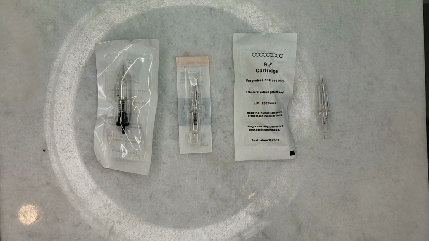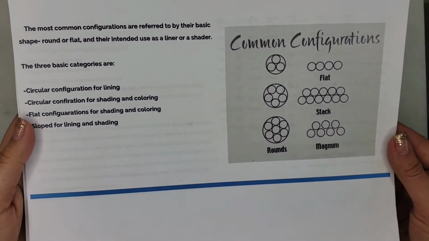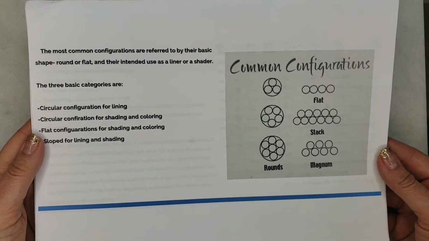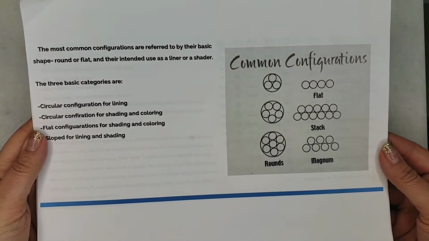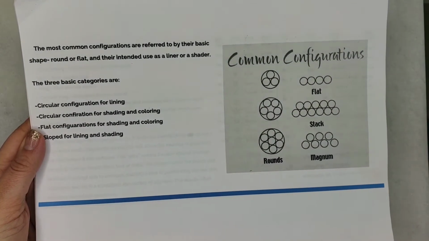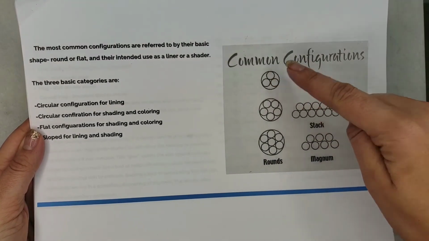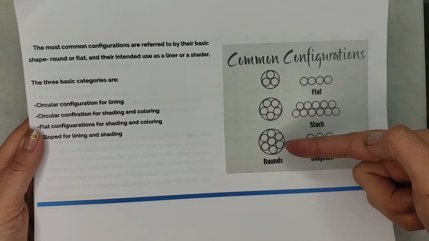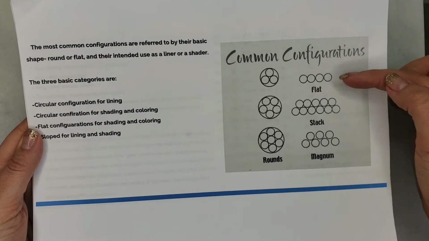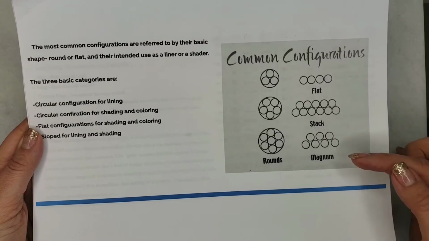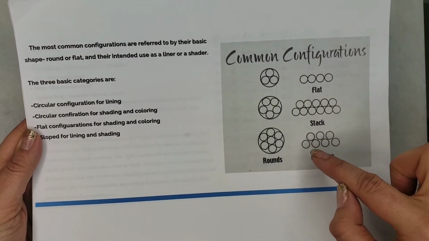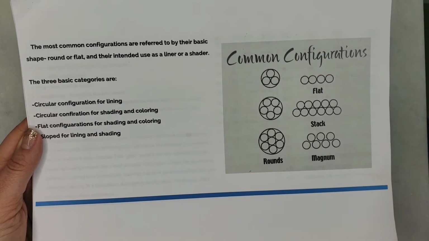So today we're going to first go over groups or configurations. That's the shape that the needles are in. So I'm going to show you a picture. Here is a little chart that we hand out in our classes. And this kind of goes over the configurations, some of the common ones. So this is each individual needle here. Those are our round configurations. We have flats, we have stacks, we have magnums. So each one of these are the needles looking head on at those.